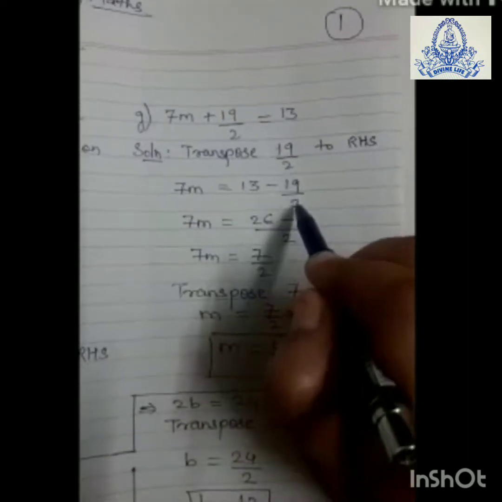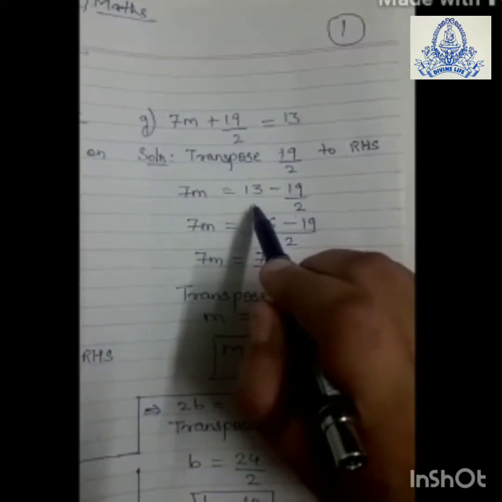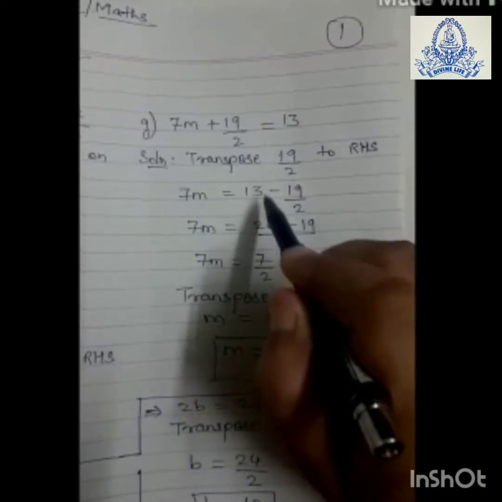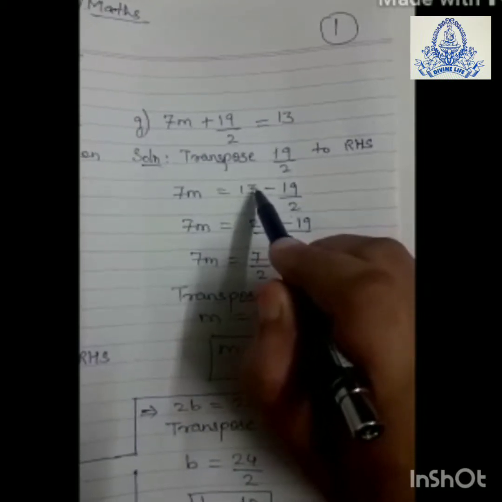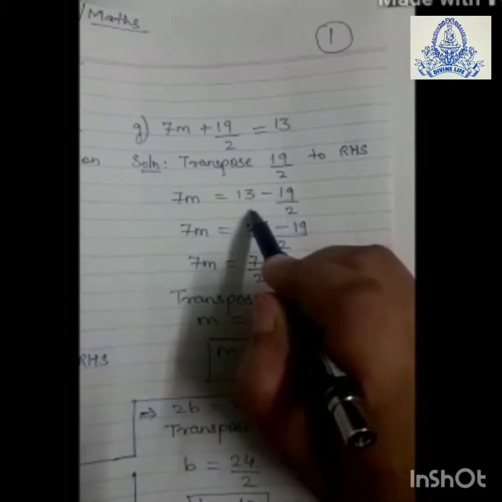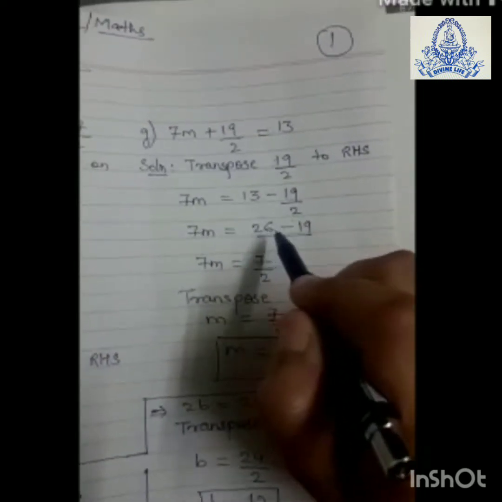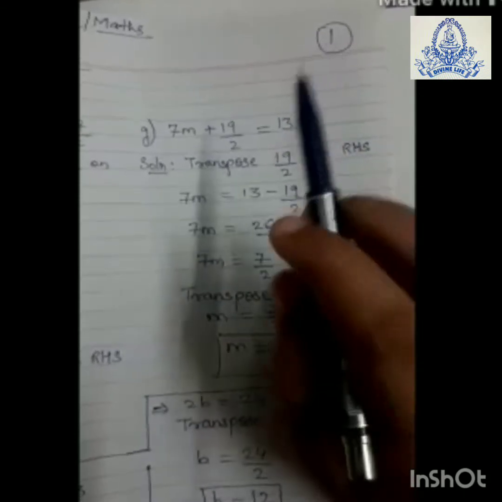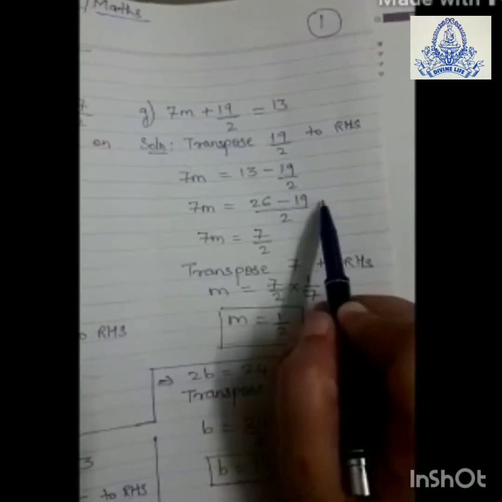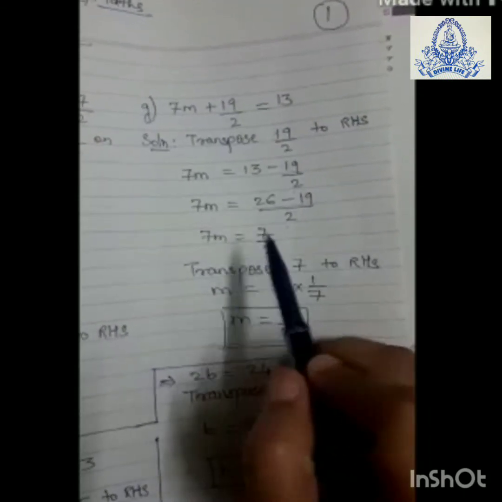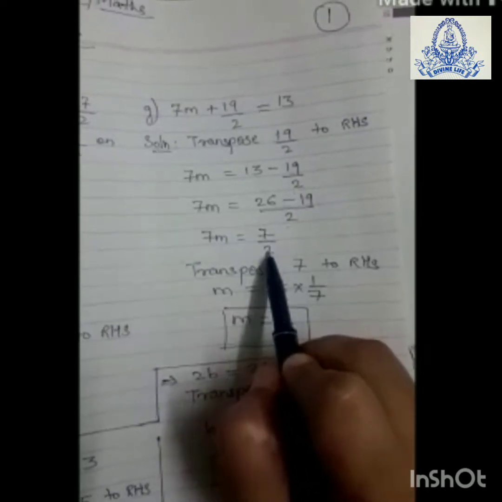Now see, here it is 2, here it is 2. So we have taken the LCM, it is 2. So 2 is multiplied by 13 and 2 is multiplied by this denominator 1. 13 into 2, 26 minus 19 upon 2. So 26 minus 19 is equal to 7 upon 2. This is 7m is equal to 7 upon 2.